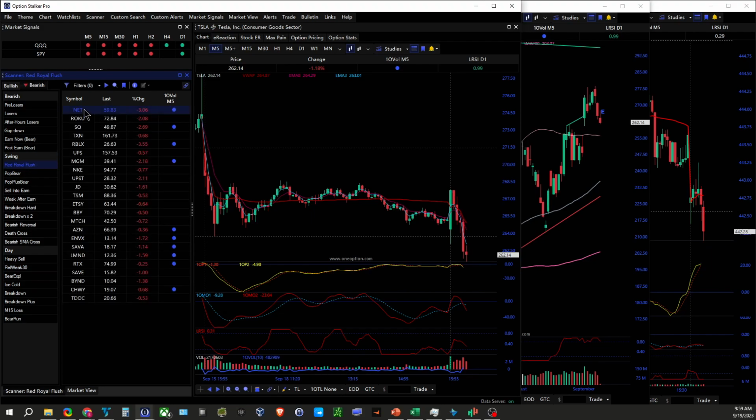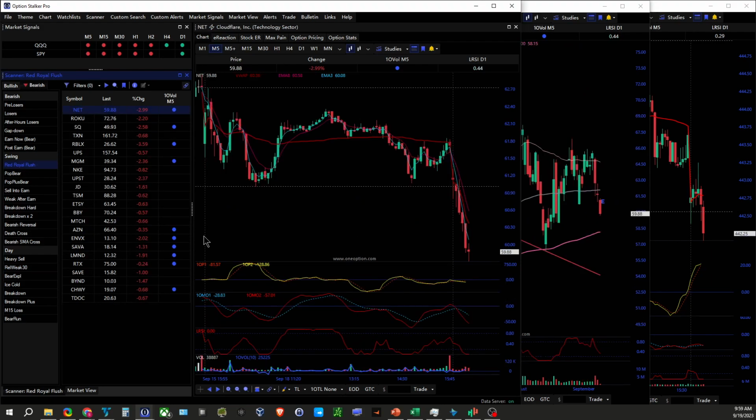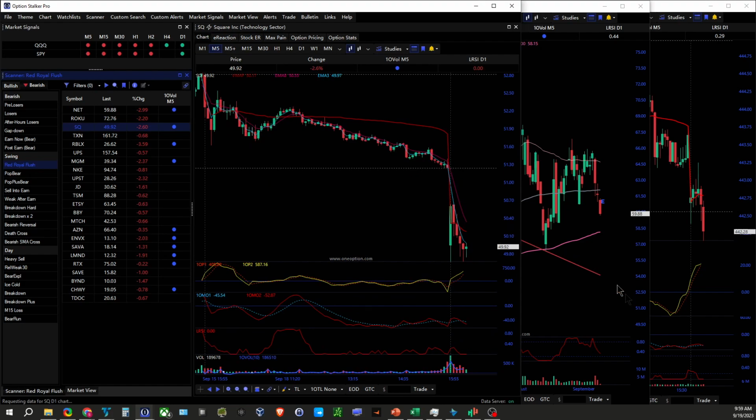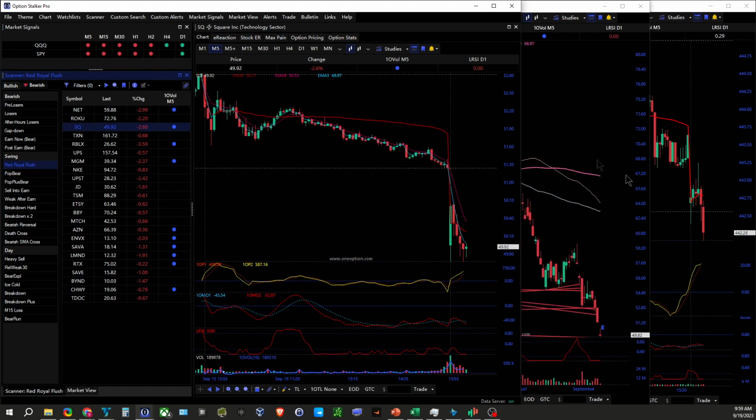Go to red royal flush, net. Oh wow, look, great daily chart for shorting. SQ, great daily chart for shorting. That's the missing component. So this, I feel like, is a good showcase of this scanner, so I wanted to add that in.